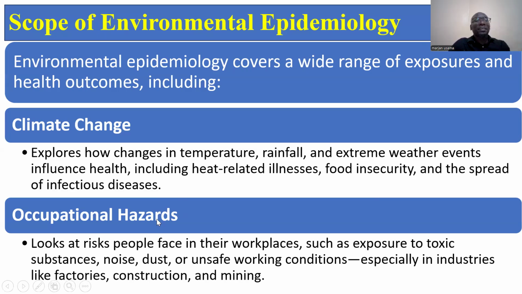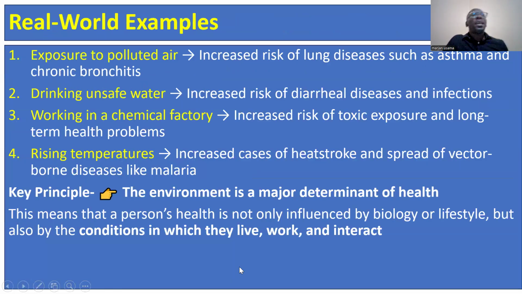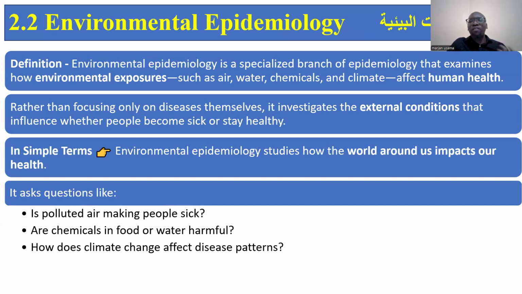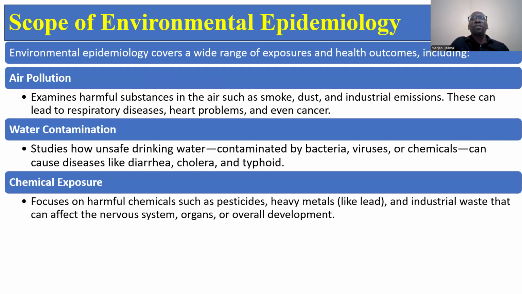Then occupational hazards. It also looks at risks people face in their workplaces. When you're talking about workplaces, you have, for example, people working in construction companies, like the engineers. Sometimes they are exposed to toxic chemicals, for example, toxic substances, noise, dust, or unsafe working conditions, especially in industries like factories, construction, and mining. So these are the five scopes of environmental epidemiology.